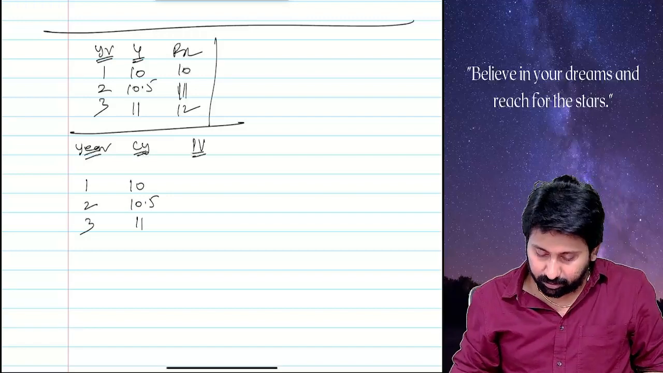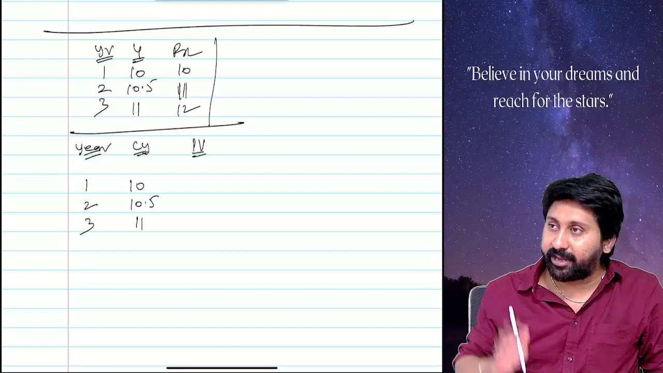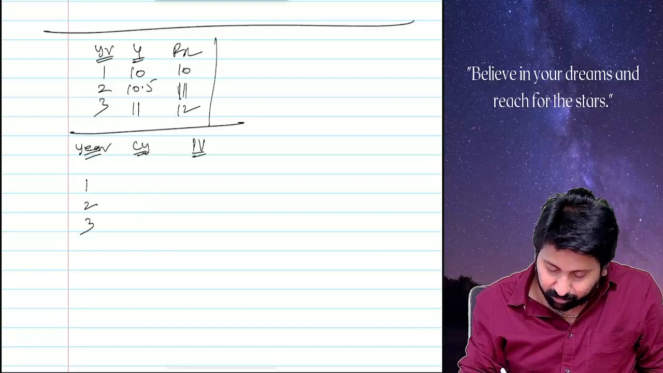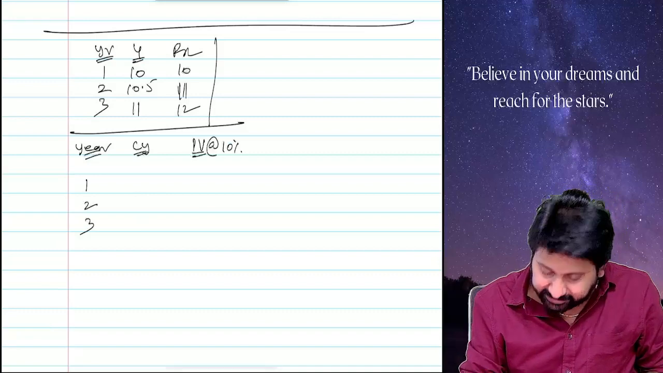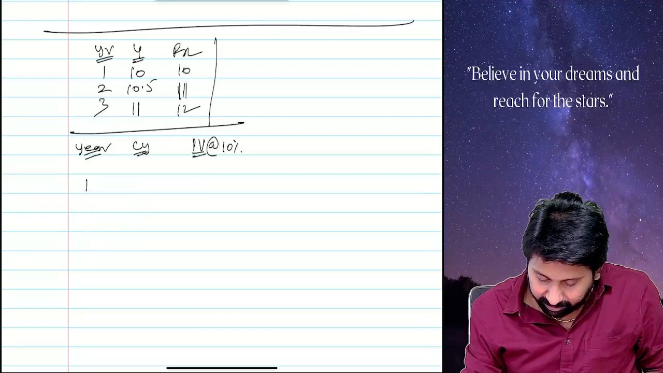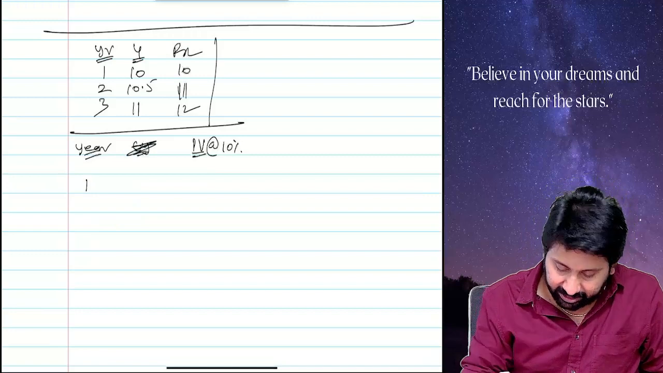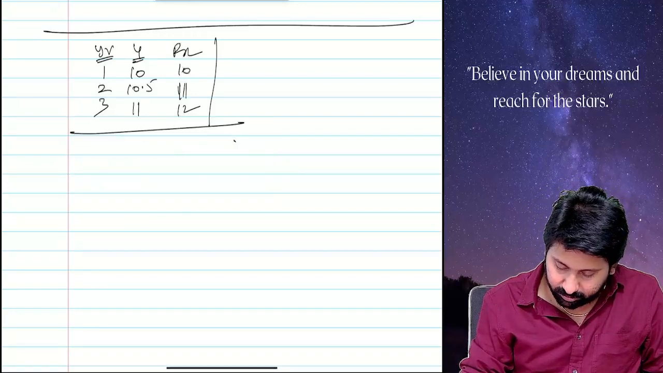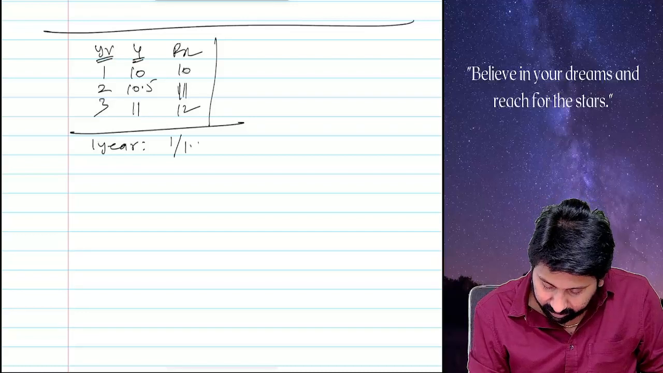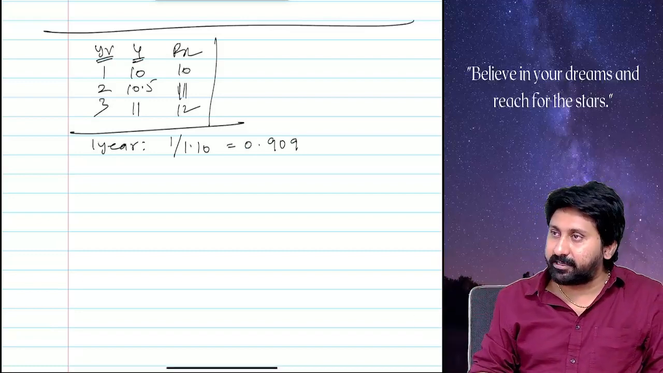How to do? 1 by 1. So my question is, if you take 10, you will take only 10. For 2 years you take 10.5. For 2 years you will take the same. Like this you will not do. If you have to take at 10%, you will take it only for 1 year. Now tell me, what is the PV factor? Current yield I don't need. Tell the PV factor. 10% is 1 year, 1 by 1.1. Tell me the answer. 0.909.